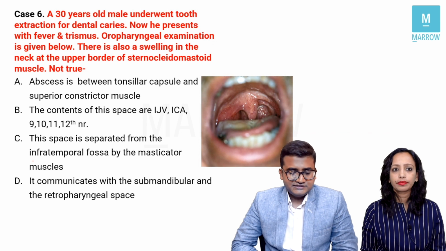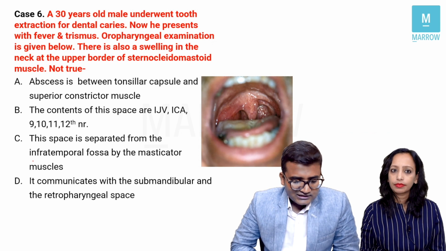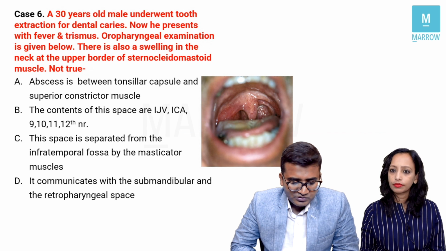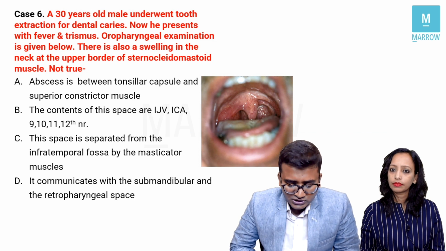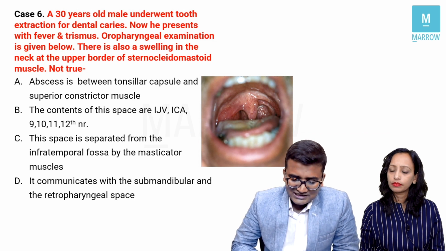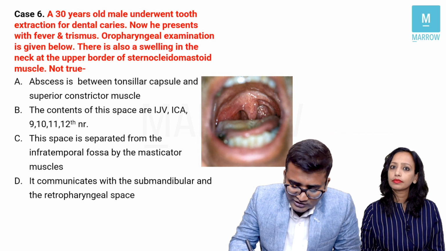So come to the next case, number 6. A 30-year-old male underwent tooth extraction for dental caries. Now he presents with fever and trismus. The oropharyngeal examination is given below, and there is also swelling in the neck at the upper border of the sternocleidomastoid muscle. So now in the diagram, you are seeing the medially displaced tonsil.